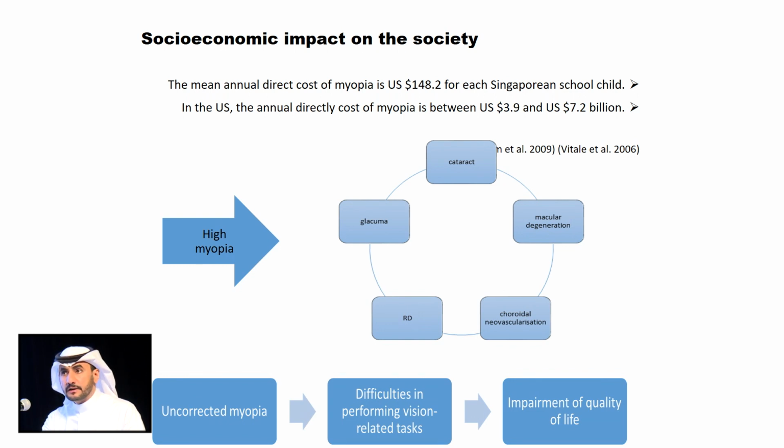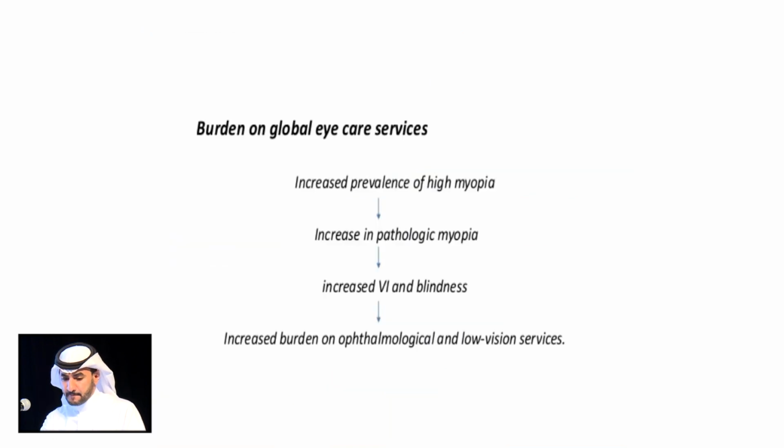So in our society, when we have a lot of high myopic individuals, we'll expect complications like cataract, glaucoma, macular degeneration, and retinal detachment. And this for sure will impair the quality of life, and will impair the educational achievement of school children. This will also cause a burden on the global eye service. It will increase the number of pathological diseases and also the number of visually impaired individuals, and this will cause a burden on ophthalmology clinics and low vision services.